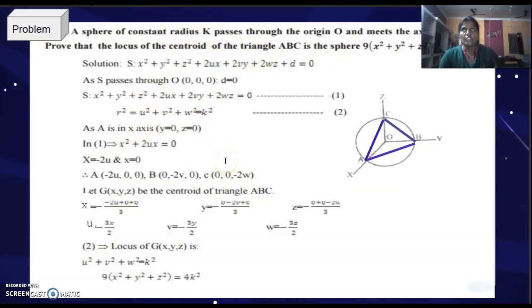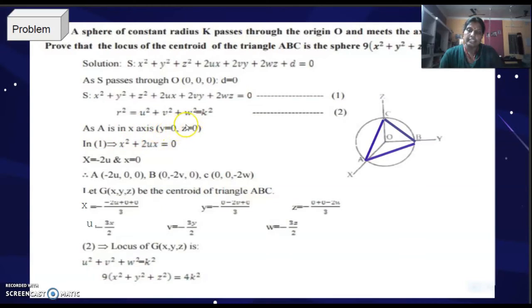We already know that the square root of u square plus v square plus w square minus d equals the radius. There you can apply k equal to r. Squaring that, you can get this. In equation 1, substitute the value d equal to 0, and this equation becomes this.